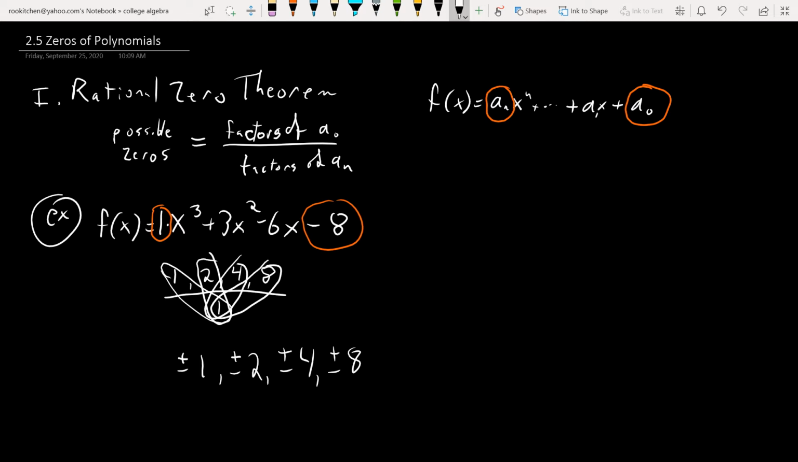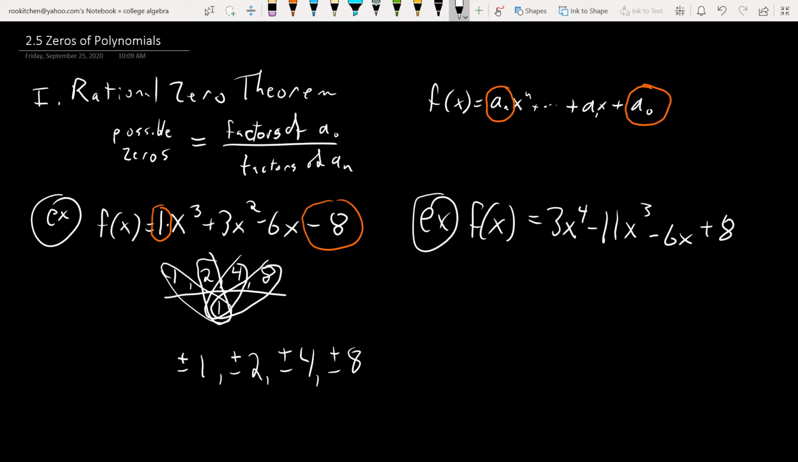Okay, let's get another example here. The problem is you can get a ton of possibilities if the polynomial has enough terms. If the first and the last numbers are composite, then you'll get a ton of possible zeros, which can be quite annoying. But anyways, let's look at this example. Minus 11x cubed minus 6x plus 8. Okay, so I guess this one's not so bad.